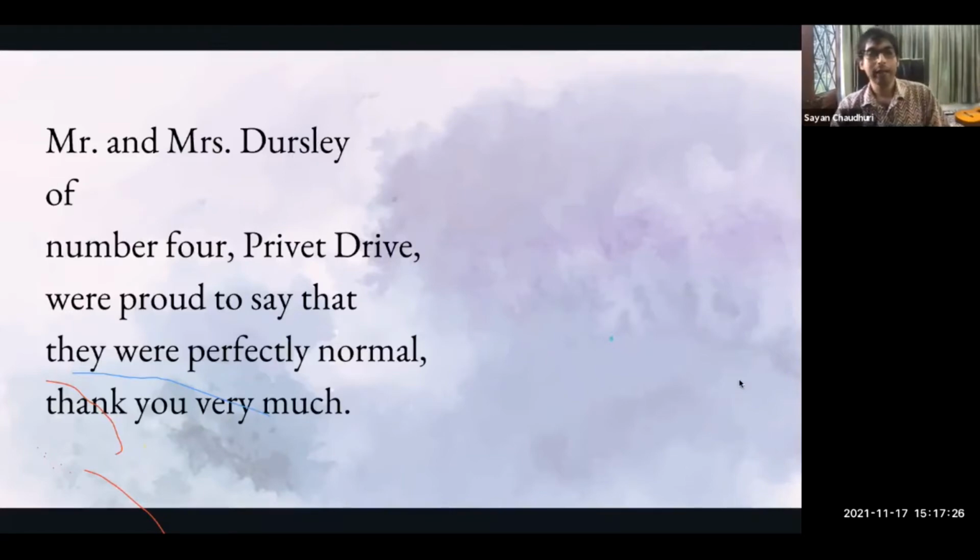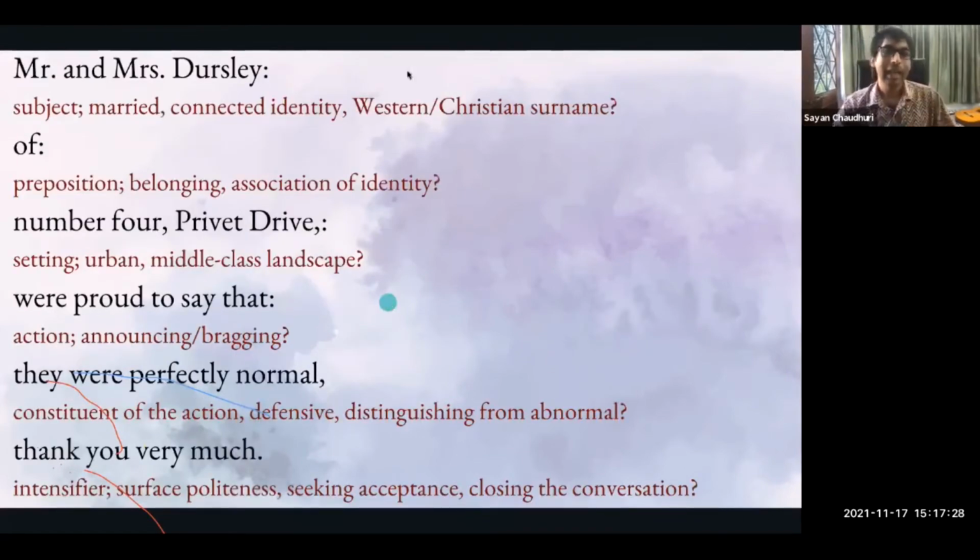Let's try to put it together now. From here, we are now beginning to anticipate social and emotional associations. And we are beginning to anticipate how this one sentence can be connected to larger understandings of society. How do we contextualize this text in society?